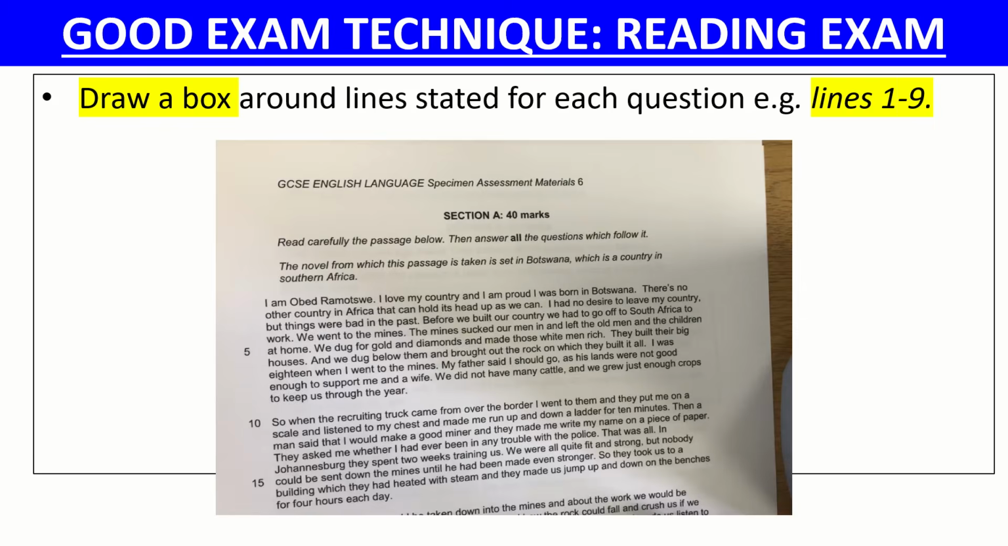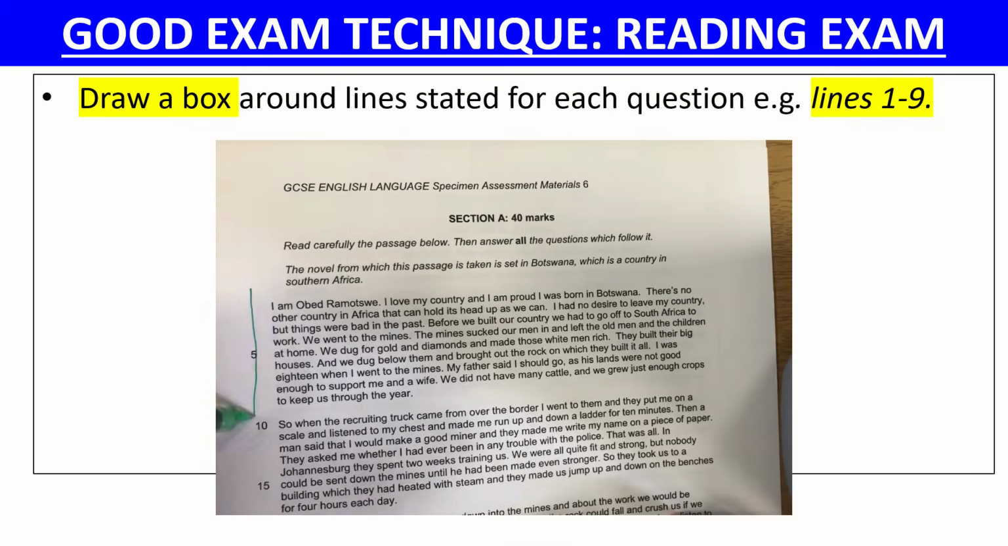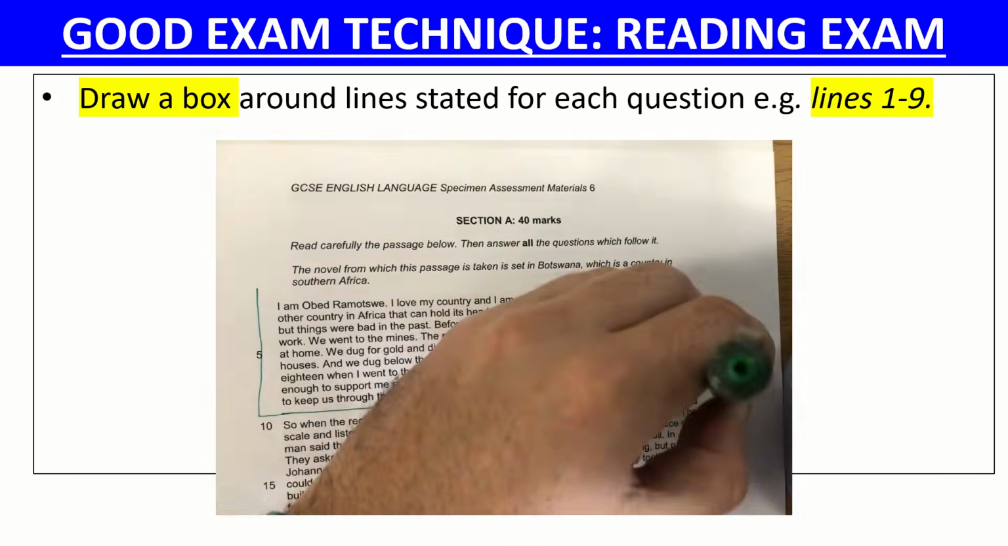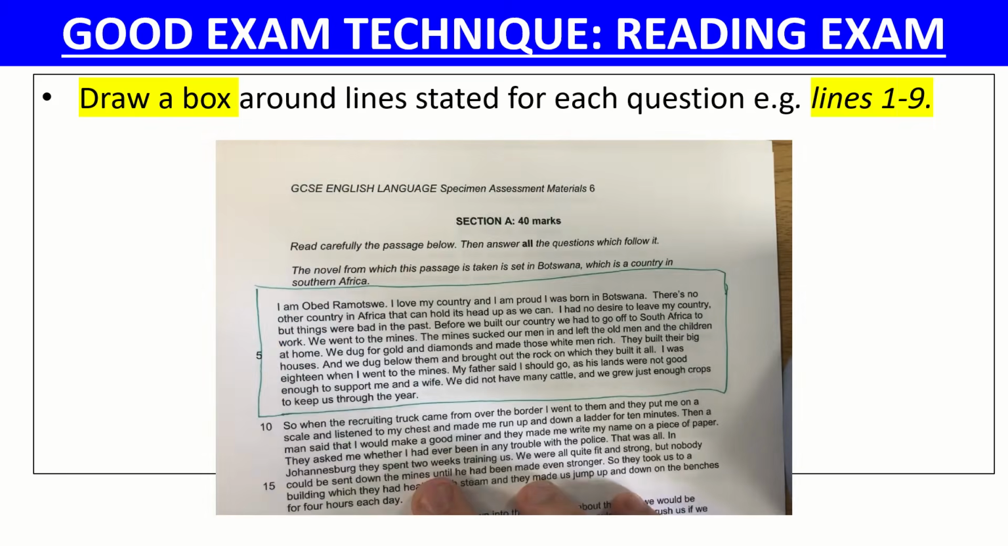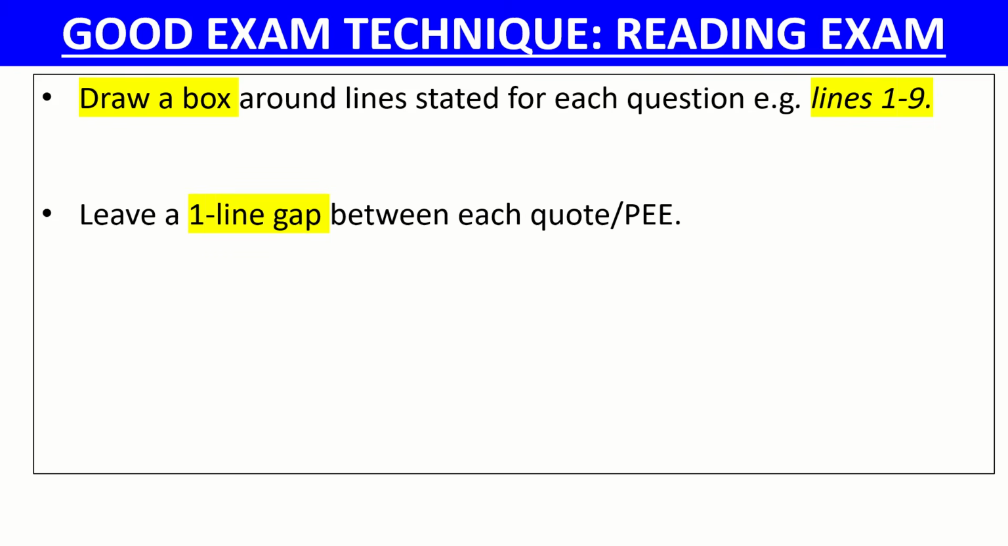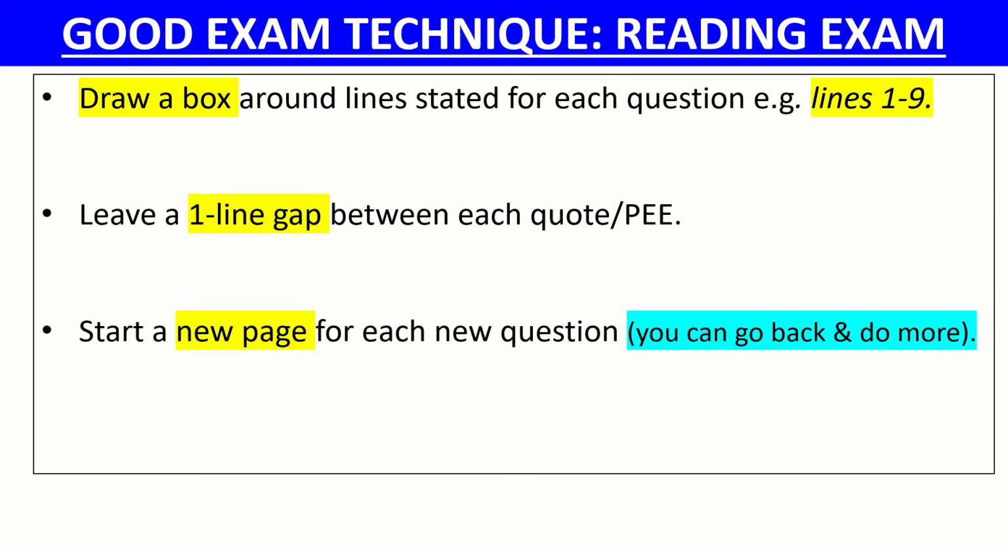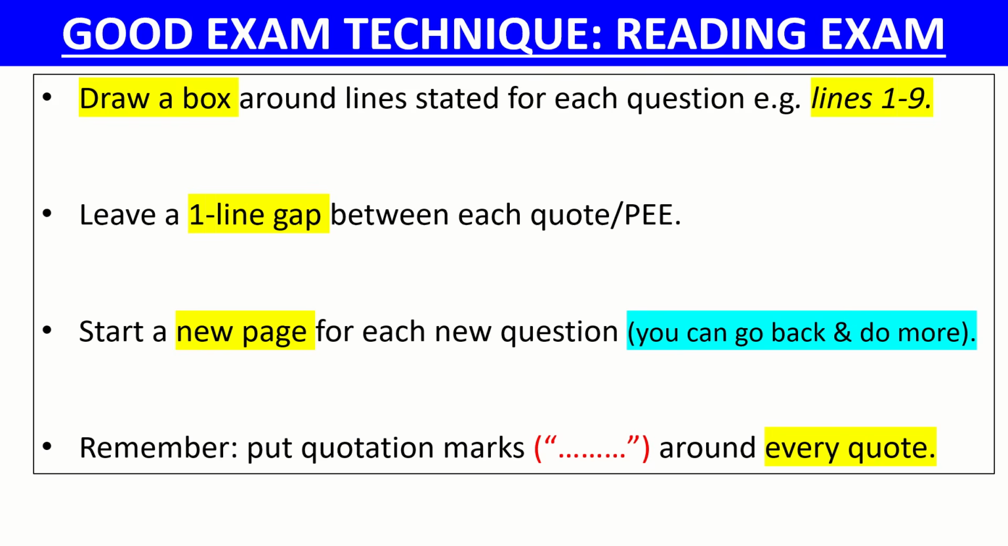Okay, so good exam technique then. Draw a box around the lines stated. So if it's lines 1 to 9, draw a box around it and do the same for the remaining questions. That means you know your answer has to take place within that box. Leave a 1-line gap between each quote, which I'll talk about in a second. Start a new page for each question. And remember, put quotation marks around all your quotes.